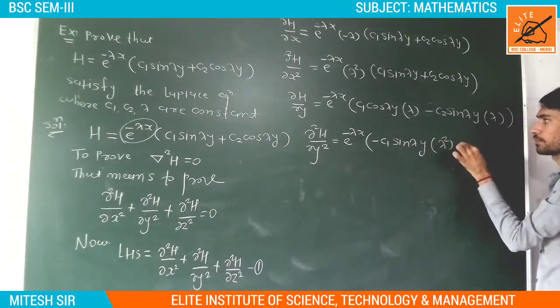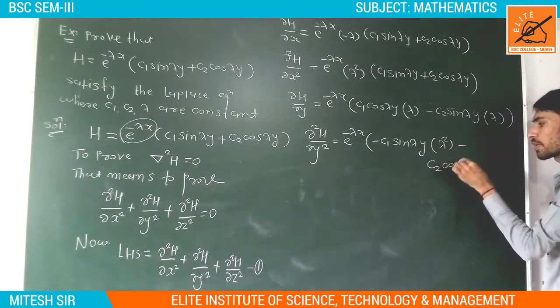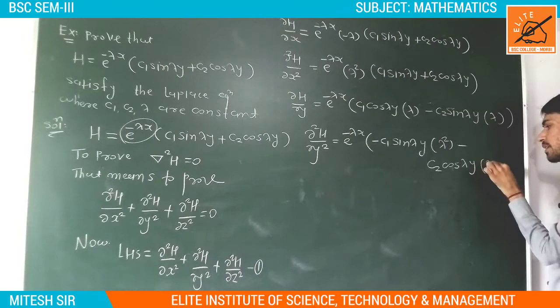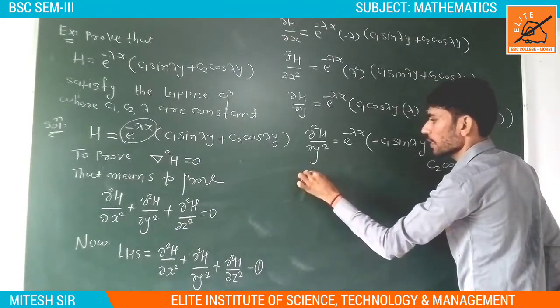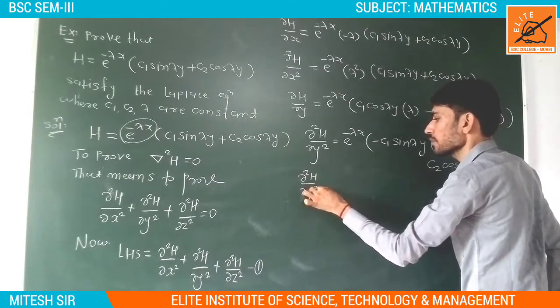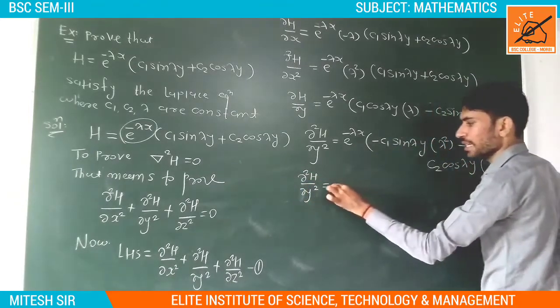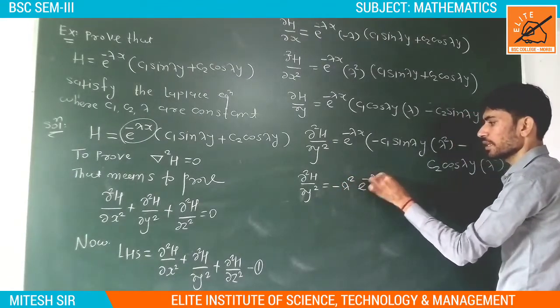Minus c2 as it is, sin lambda y becomes cos lambda y, and there was one lambda, so again lambda y gives lambda, so again it becomes lambda square. So del square h upon del y square is equal to, take minus lambda square common in both these terms. So minus lambda square take outside, e raised to minus lambda x.